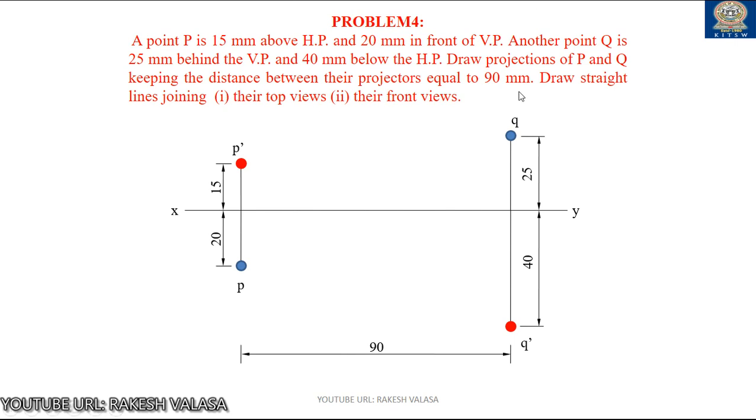He asked to draw straight lines joining their top views and their front views. Here, P dash and Q dash are the front views and P and Q are the top views. Now draw the straight line joining their top views. Now join P and Q. Now draw the straight line joining their front views, that means P dash and Q dash.